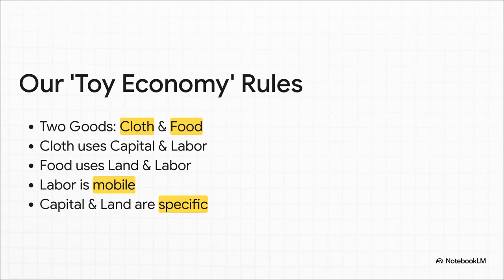Let's build a little toy economy just to see this in action. It's super simple. We're going to produce just two things: cloth and food. To make cloth, you need capital and labor. To make food, you need land and labor. And remember the most important rule: only the workers, the labor, can move between these two industries.